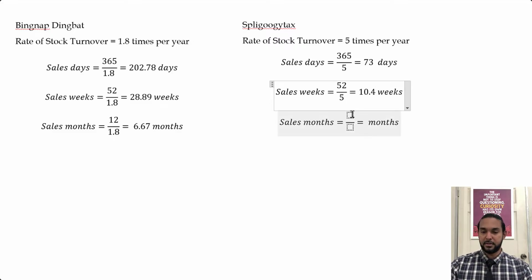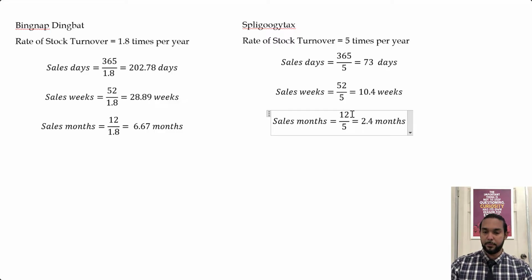And then we will take months, 12 months in a year divided by 5, and that'll give us 2.4. All right, so if we were just to go on these numbers, it looks like Spagoogie Tax Incorporated is definitely more efficient. It's selling out its stock at a quicker rate than Bing Nap Dingbat. All right, let's take a look at the next ratio.